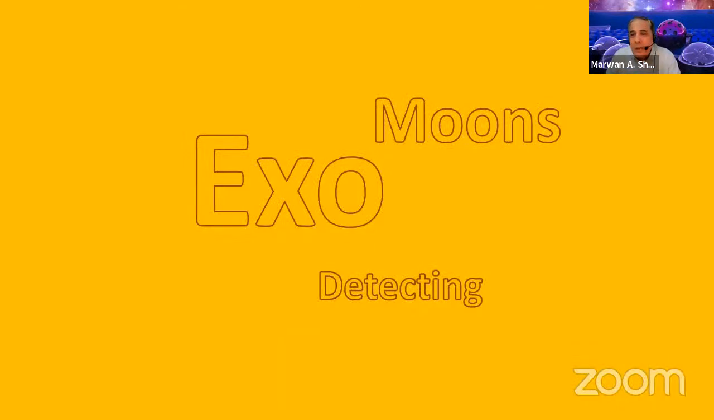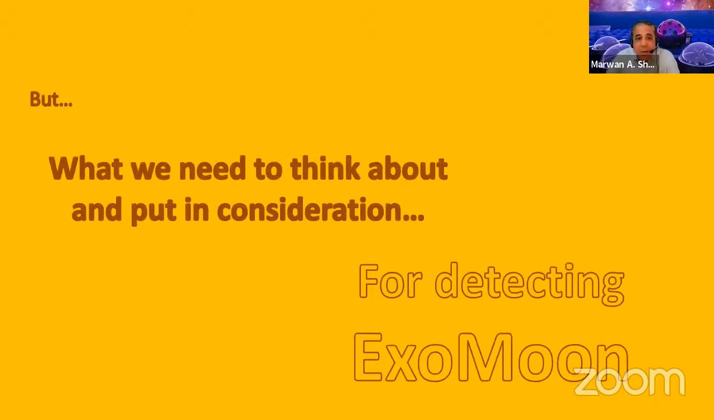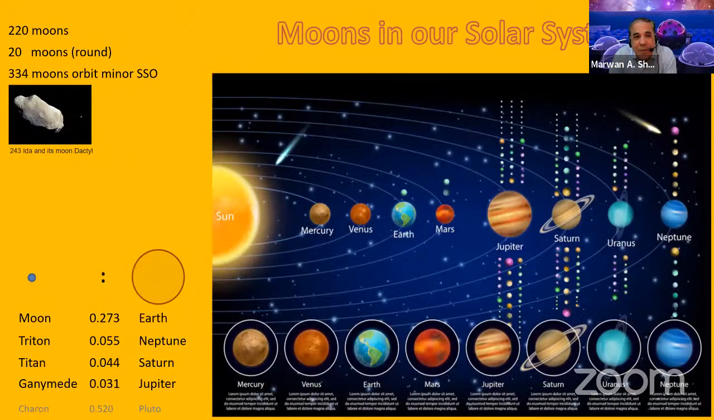Okay, now let's talk about detecting exomoons. What we need to think about and take into consideration for detecting exomoons, first, as I mentioned, we have in the solar system 220 moons. 20 moons are round among them.